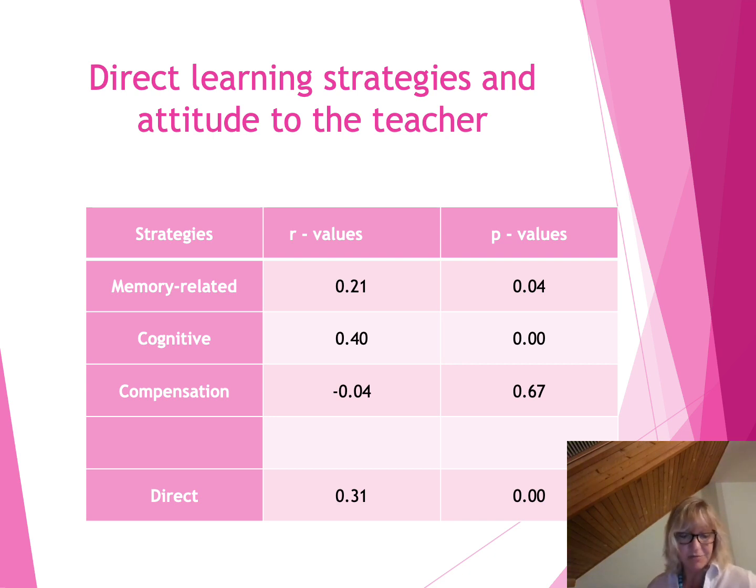Analysis of the data reveals a moderately strong correlation between pupils' attitudes towards the teacher and direct strategies as a whole. Looking at the direct strategies in more detail, significant differences are revealed for cognitive and memory-related strategies. No statistically significant relationship has been found for compensation strategies. The negative correlation indicates that more negative attitudes to the teacher increase the probability of pupils resorting to compensation strategies.